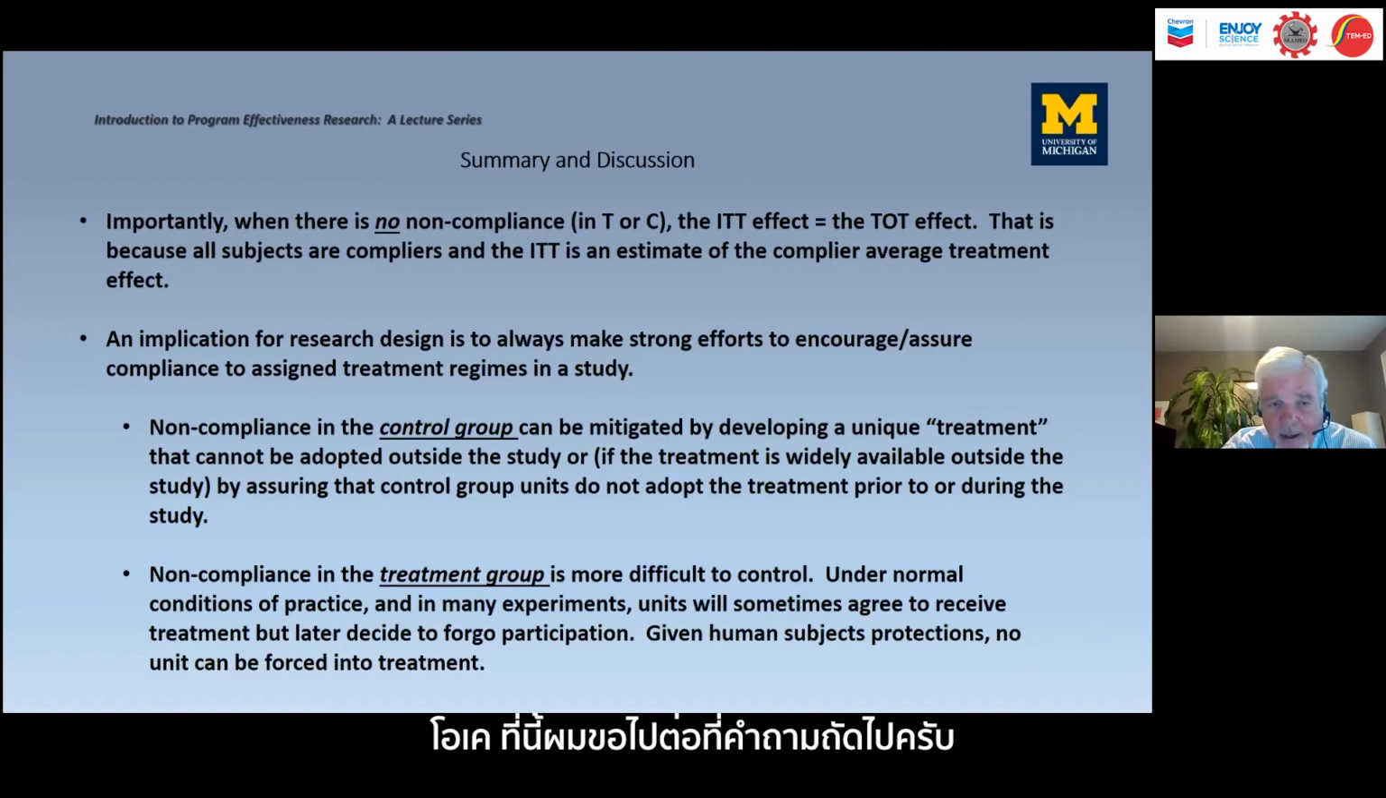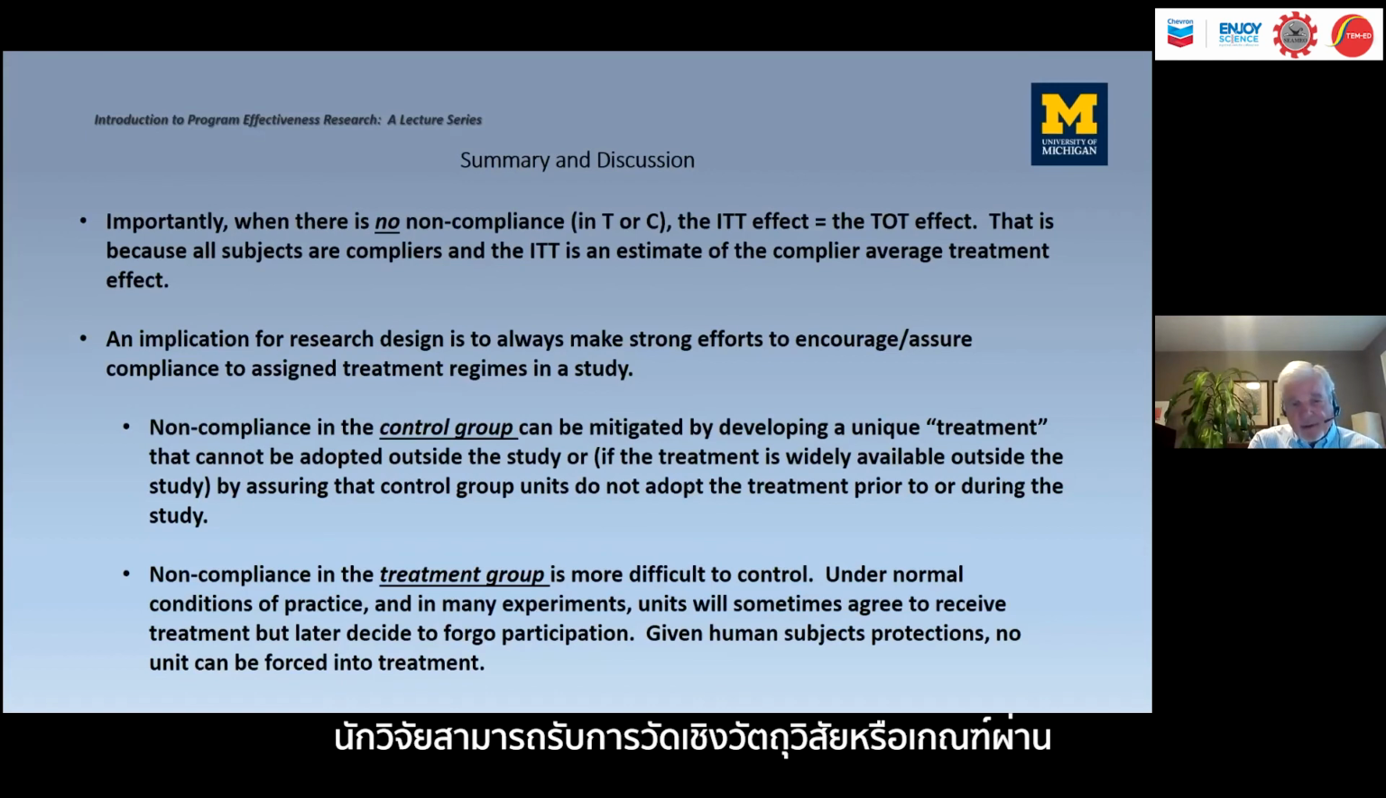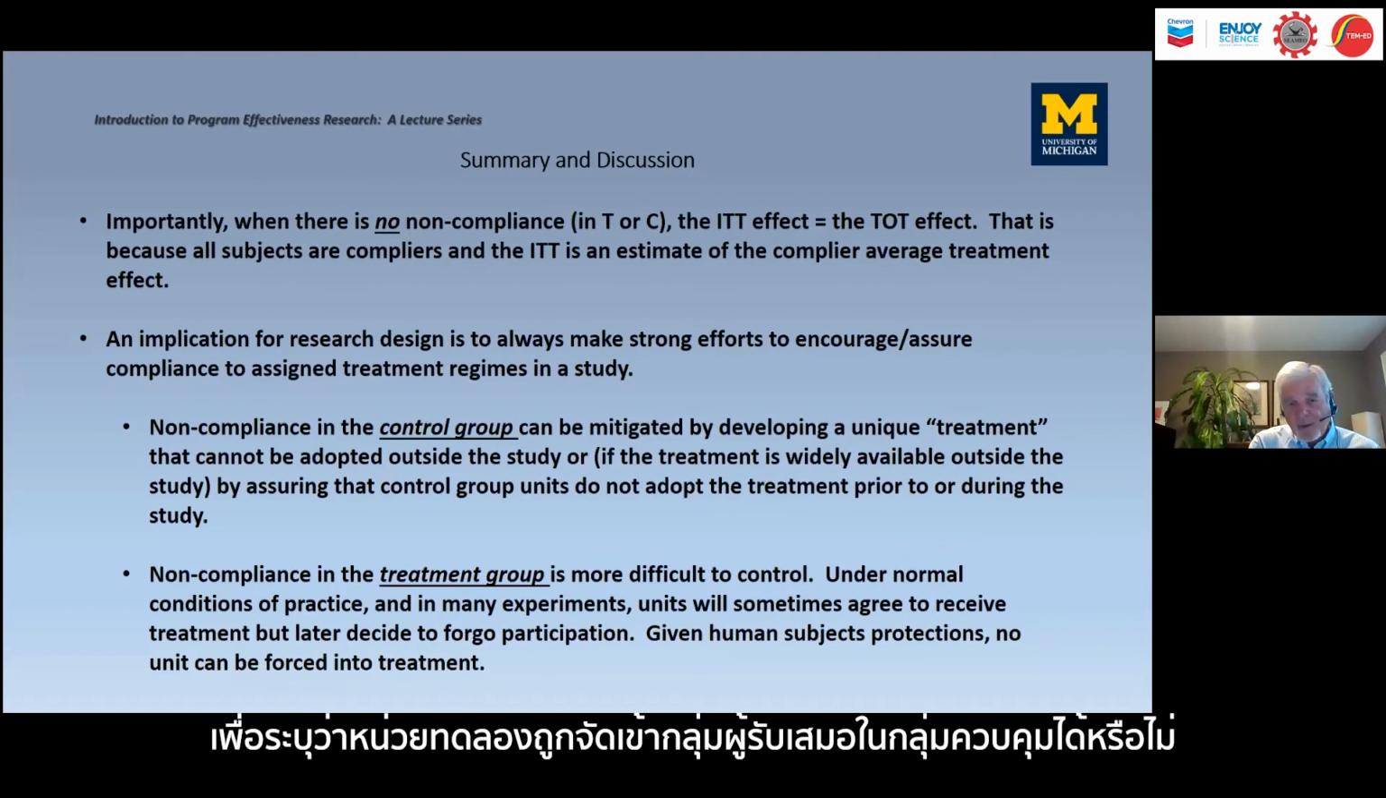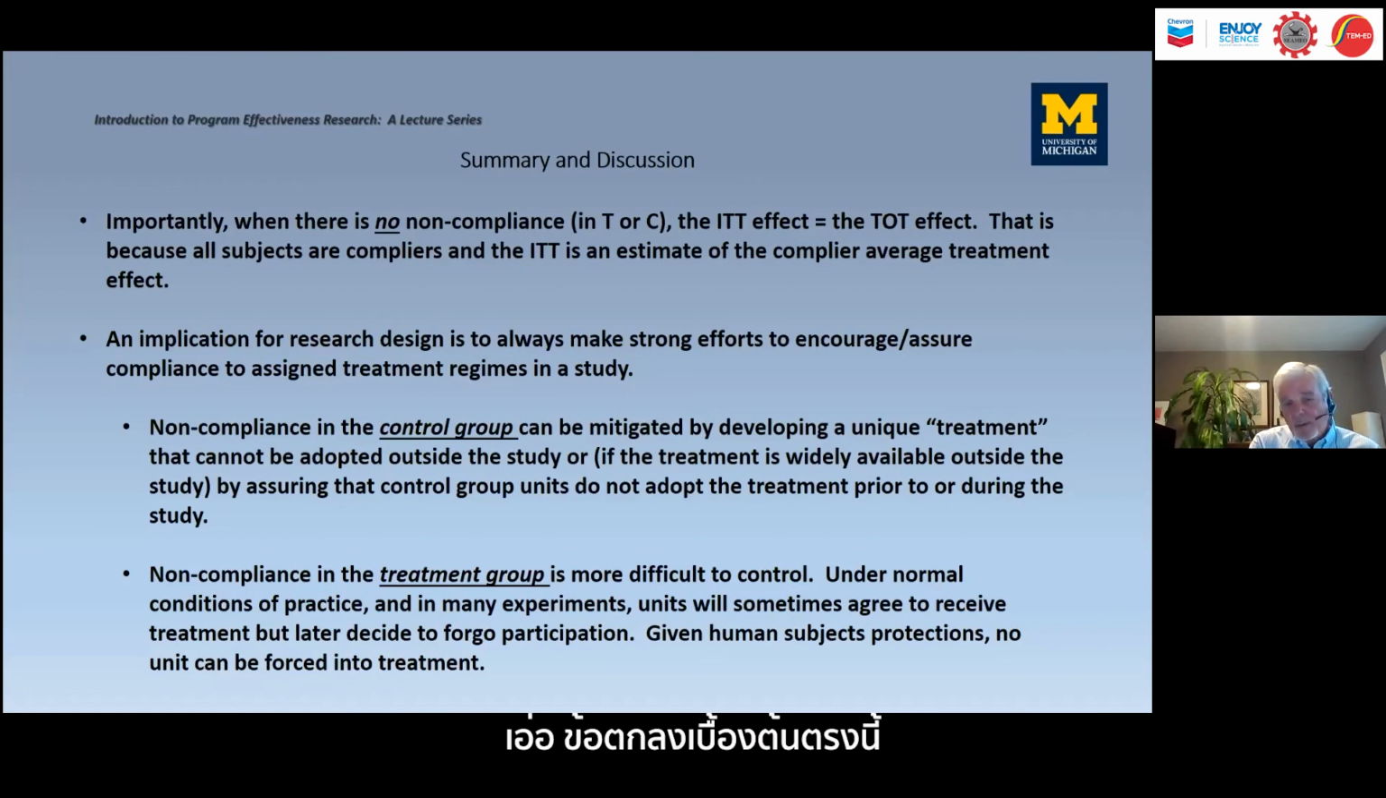Okay, now let me go to the next question. The next question I'm going to address is, can the researchers obtain an objective measure or cutoff score to identify whether the units are assigned to the always taker in the control group? Well, the assumption here is that, let's just work through this.